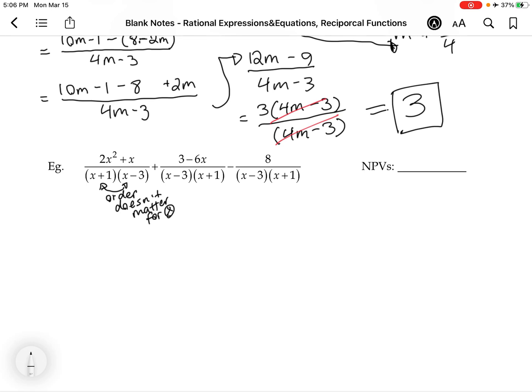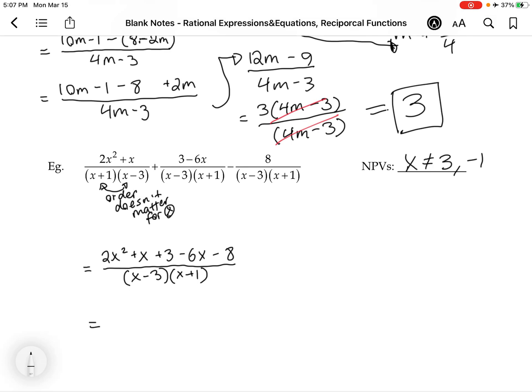Okay, so I can just go ahead and write this as a single rational expression, and that's going to give me, in the denominator, x minus 3 times x plus 1, and in the numerator, I will have, let's see, 2x squared plus x plus 3 minus 6x, and then minus 8. Now, I didn't take the extra step here because this was just a monomial that I was subtracting, so I don't have to distribute anything. What I didn't do yet was my non-permissibles, so I'll do that right now. Here, x cannot equal 3 and negative 1.